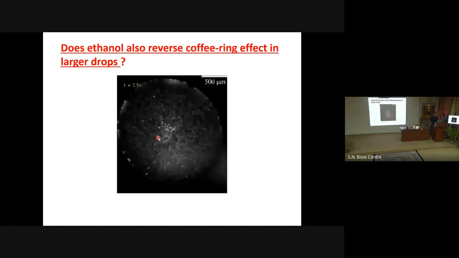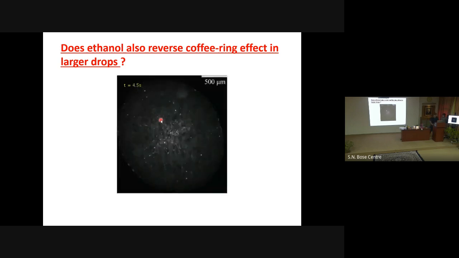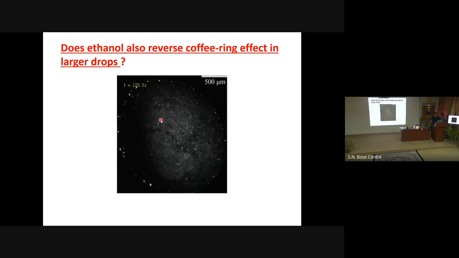Does ethanol also reverse? This is a small drop. Let's look at the large drop. See how much activity is going on inside. So you look at a drop and so much is going on. All right? And here also ethanol is actually reversing the coffee effect. You see nothing is getting deposited on the side. That's because of this Marangoni effect. Then finally something happens. Okay? But it's certainly not pure coffee.